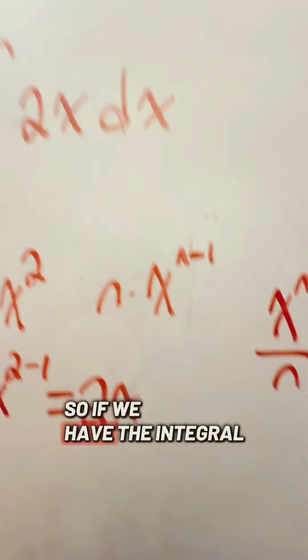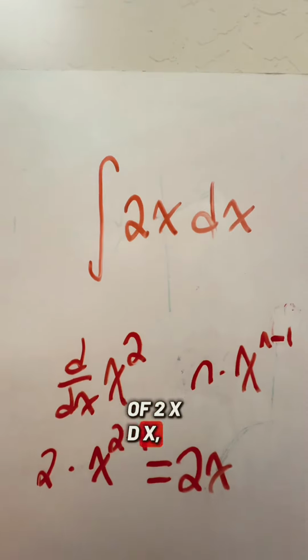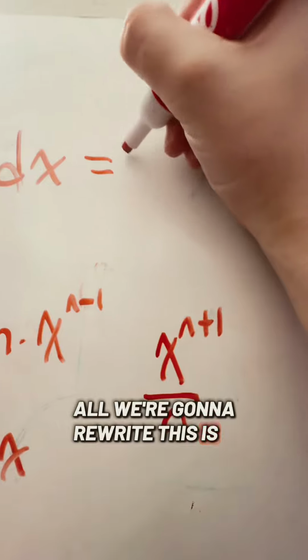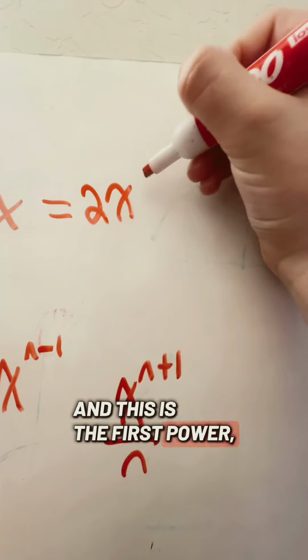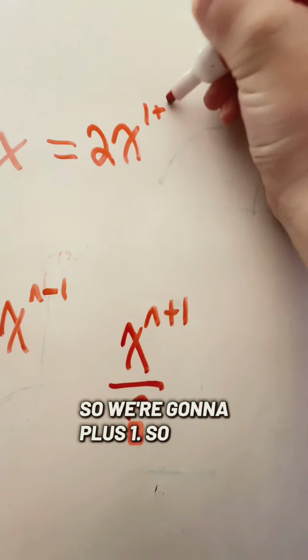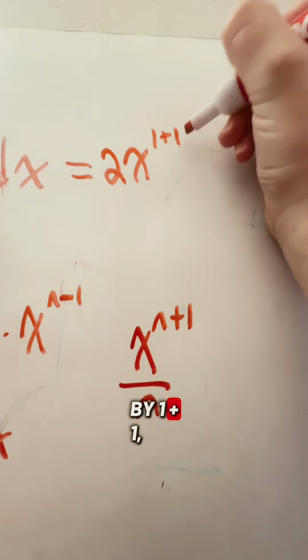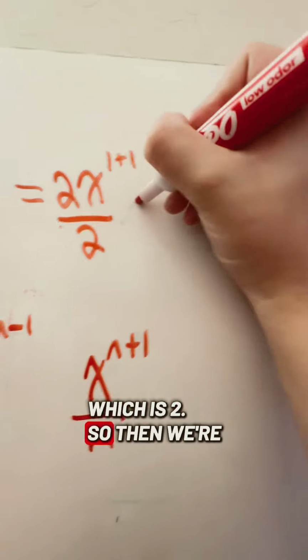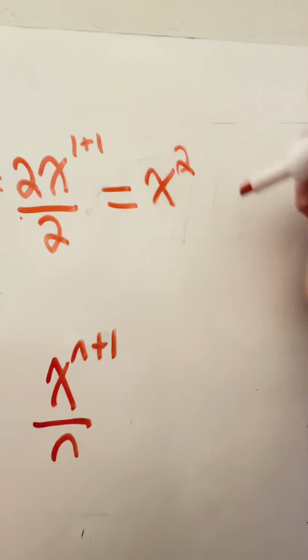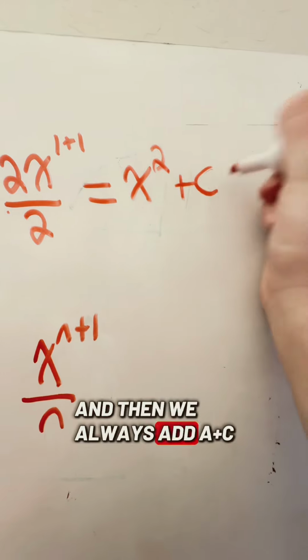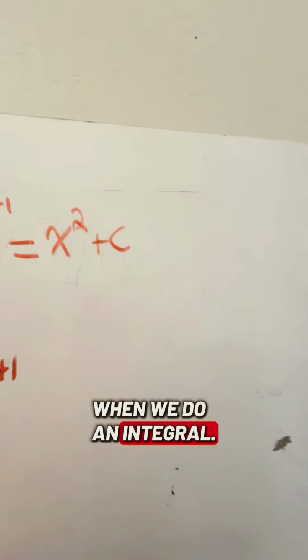So if we have the integral of 2x dx, all we're going to do is rewrite this as 2x, and this is to the first power, right? So we're going to add 1, then divide by 1 plus 1, which is 2. So then we're just going to get x squared. And then we always add a plus c when we do an integral.